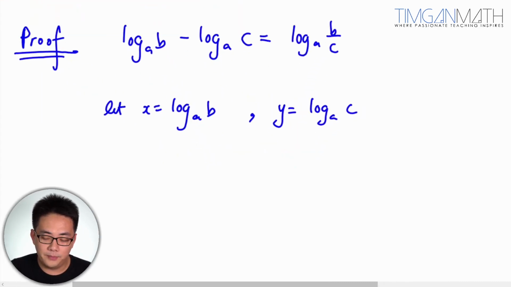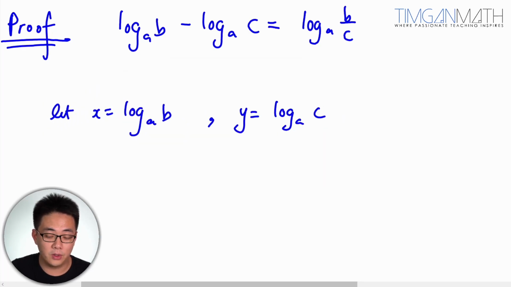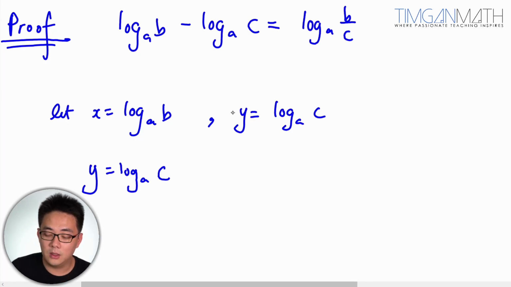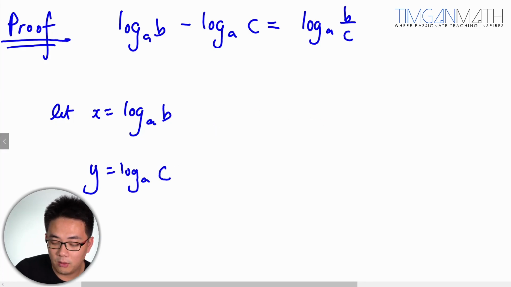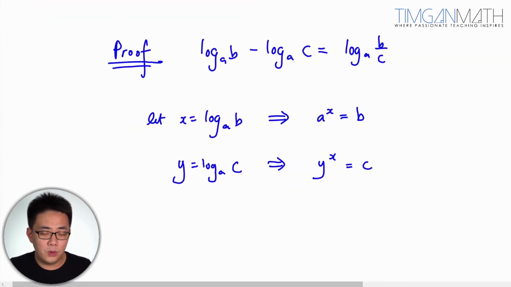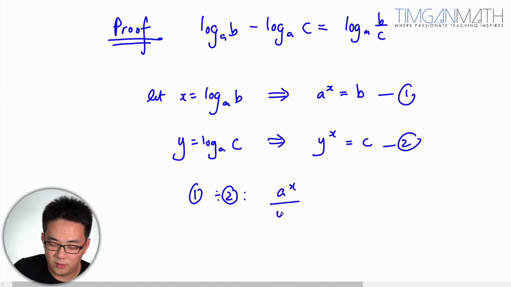After which I'm just going to change this to the exponential form because it will be quite useful. So in this case, what I'm going to get is essentially a to the power of x is given by b, and a to the power of y is given by c. If you want to find b over c, the natural thing is to divide them. So what we're going to do is take the first divided by the second, and this will just be a to the x over a to the y.